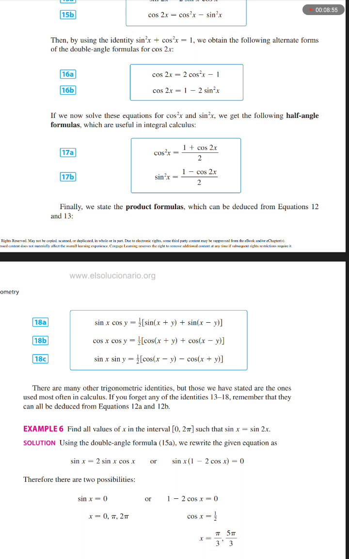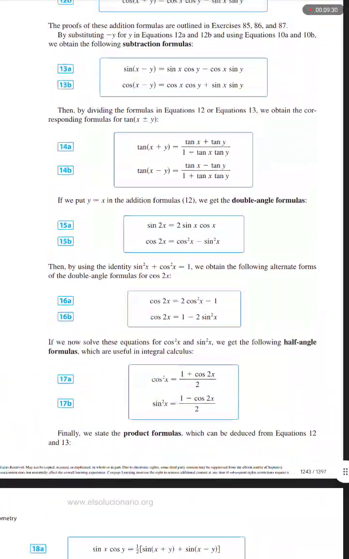Equation 18c: sine x sine y equals 1/2 [cosine of x minus y minus cosine of x plus y]. There are many other trigonometric identities, but those we have stated are the ones used most often in calculus. If you forget any of these identities, 13 through 18, remember that they can all be deduced from equations 12a and 12b.